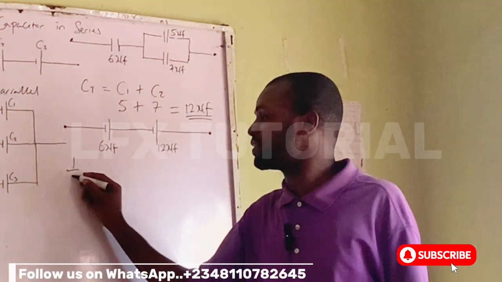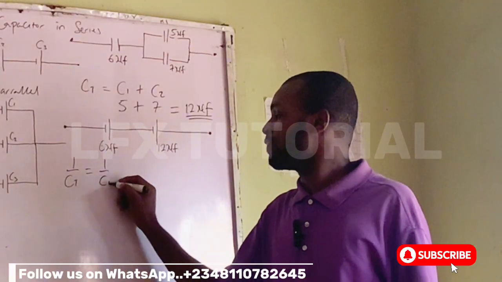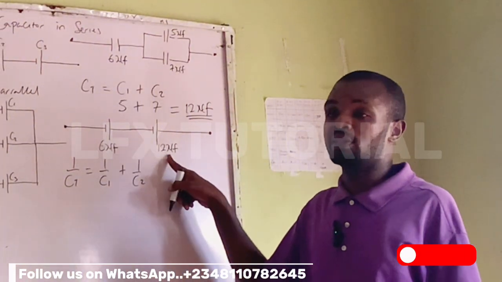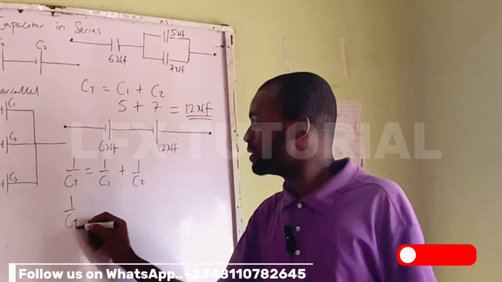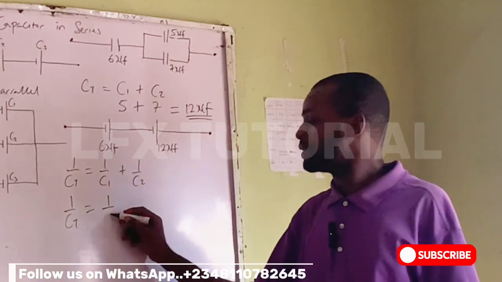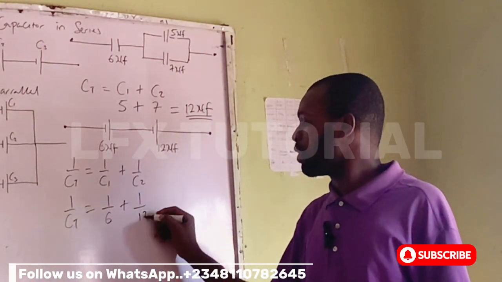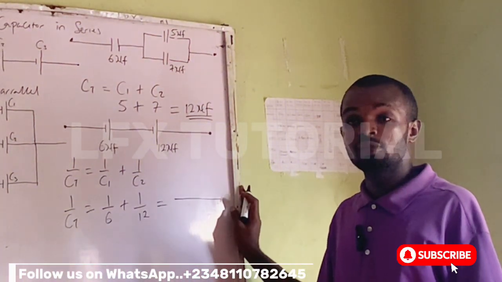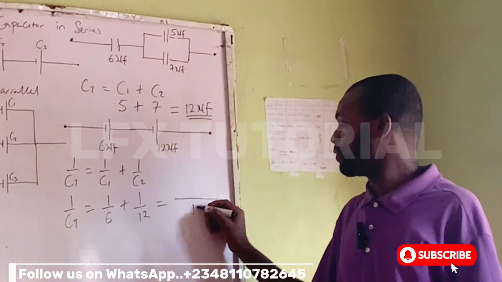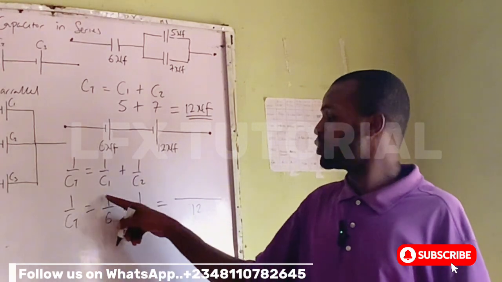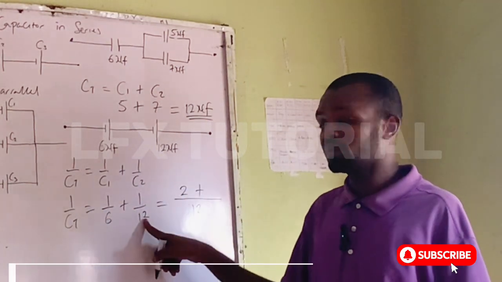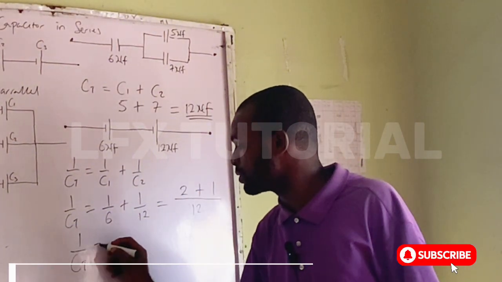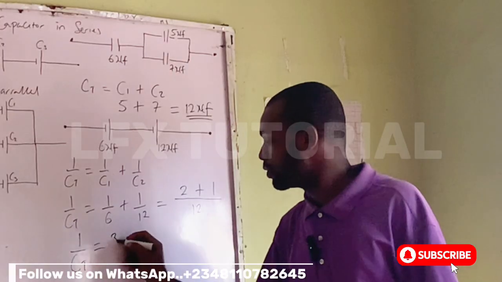What is capacitance in series? 1 over CT is equal to what? 1 over C1 plus 1 over C2. C1 will be this, C2 will be this. 1 over CT is equal to 1 over 6 plus 1 over 12. If a fraction has plus, what do you do? You find the LCM. What is the LCM of 6 and 12? 12. 12 in 6 times 1, plus 12 in 12 times 1. 1 over CT is equal to, what is 2 plus 1? 3 over what? 12.